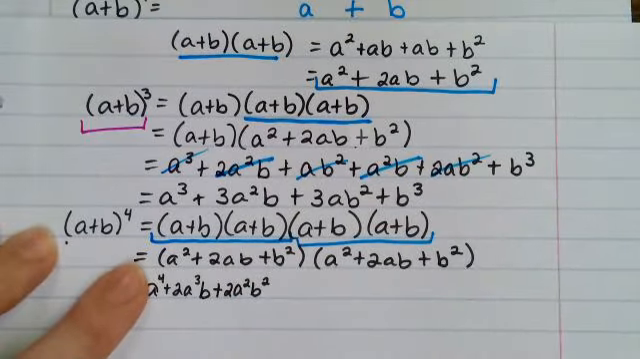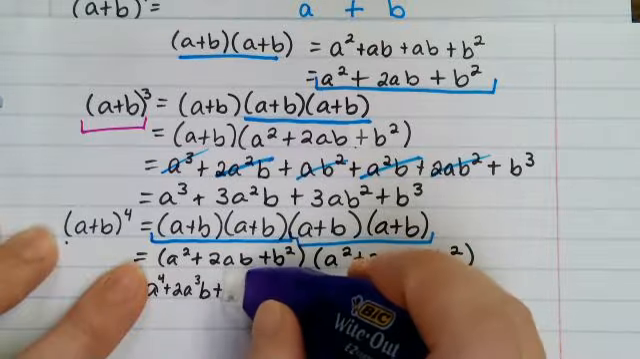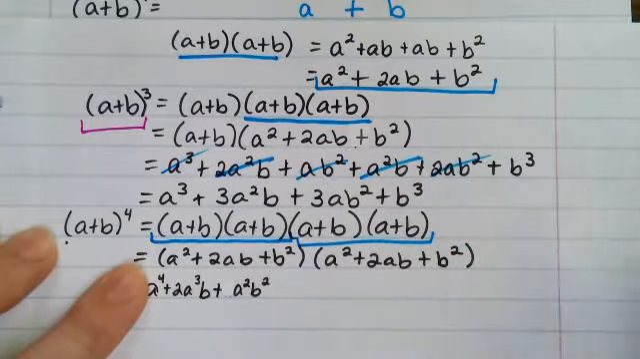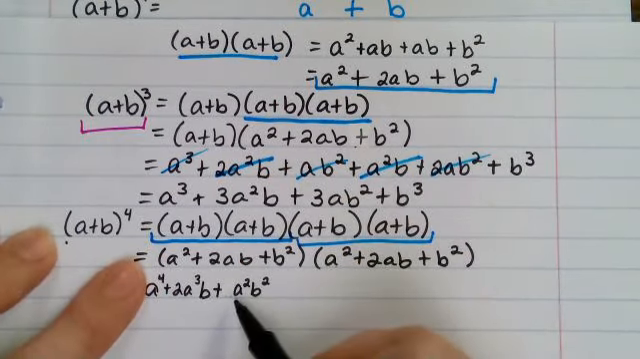Nope, not 2. I'm losing my mind. Just a squared b squared. It's plus a squared b squared. So that was a squared times b squared. It's just a squared b squared.